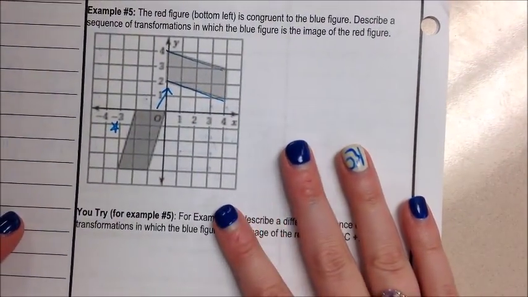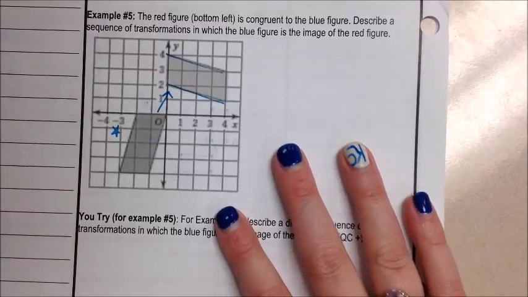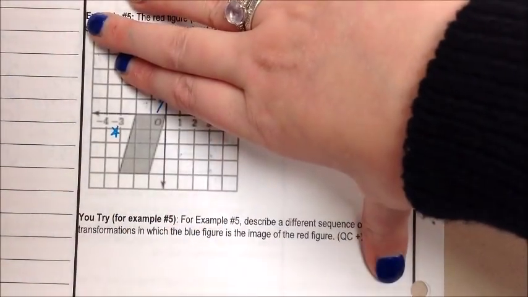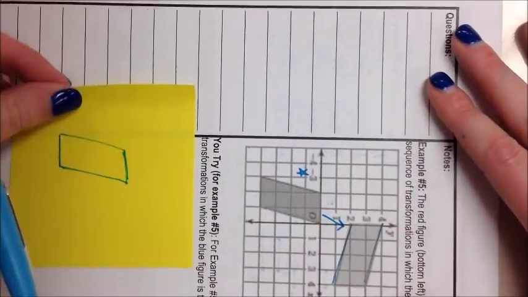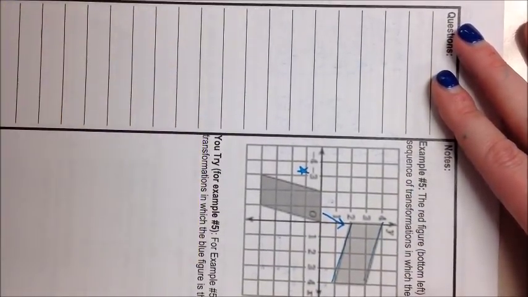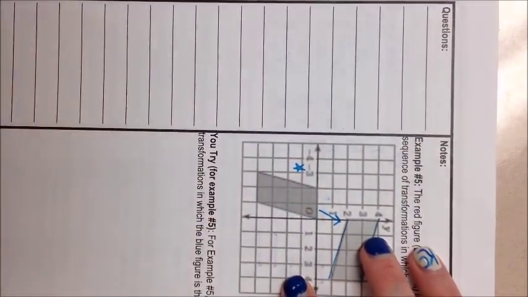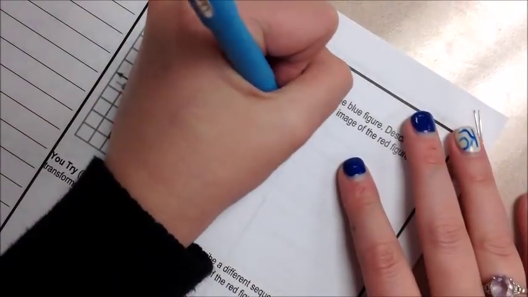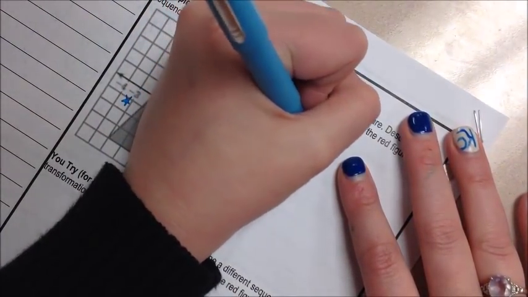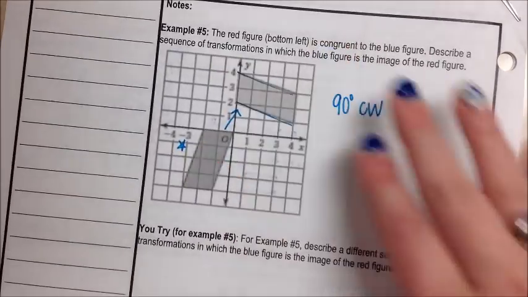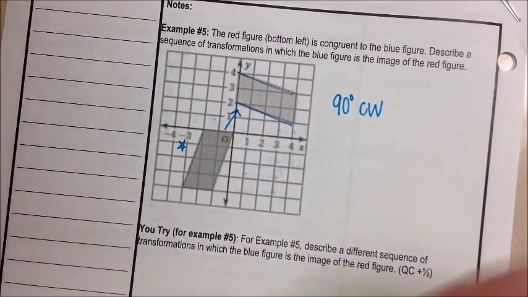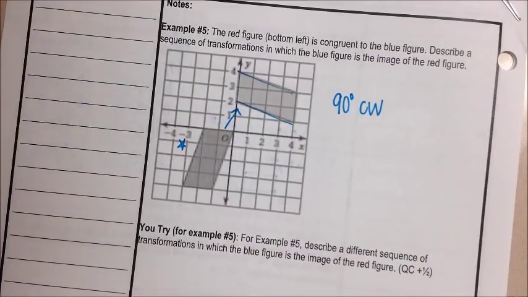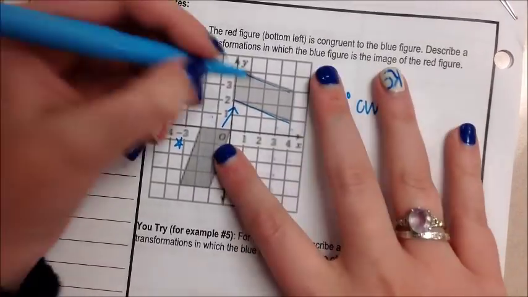So I'm going to move clockwise. I'm just going to go one move clockwise. Does that look like that? Yeah, it does. So if I rotate this, I went just 90 degrees clockwise, and I got it to be that shape.